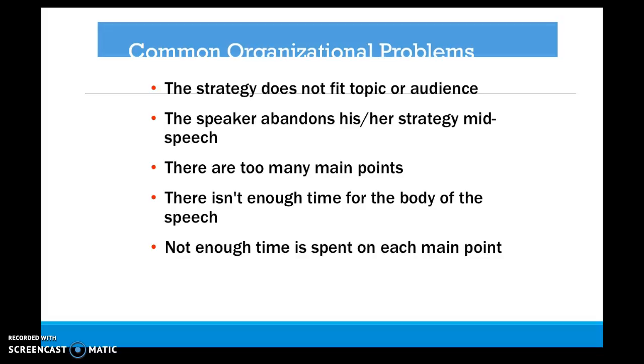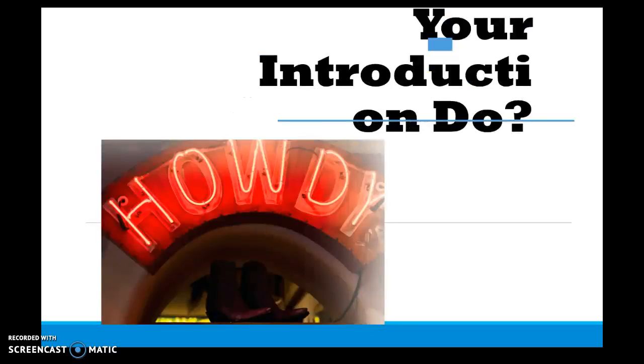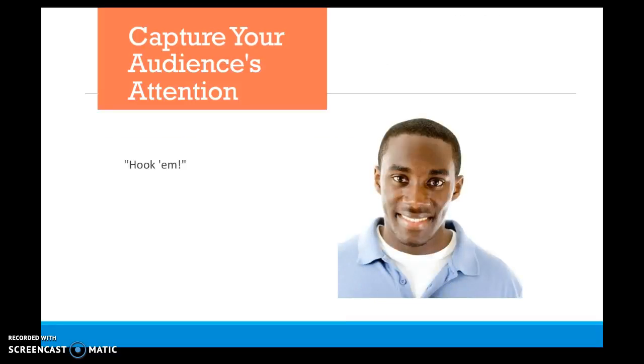So to prevent or solve this, consider what your audience needs and what is dictated by the general purpose, specific purpose, and central idea. All right, so after you're done with this, then you can focus on how you are going to use the introduction. You have to get your audience's attention before you do anything in your speech.